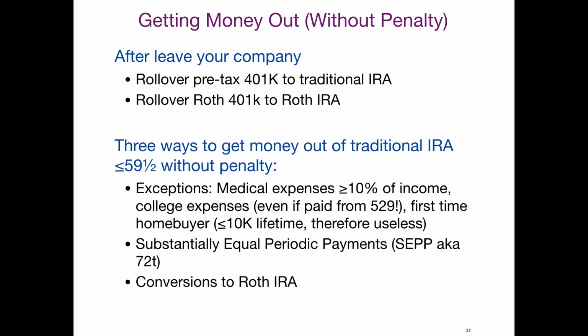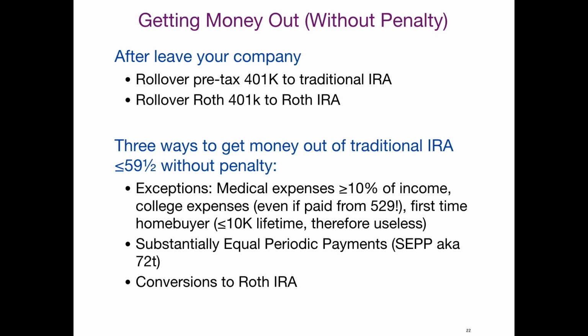How do you get money out? Let's say you save all this money in your 401k, and now you decide, I am financially independent, I want to actually use some of that money. Well, if you're not old enough, you have to pay a penalty because it's intended for retirement. So if you're not 59 and a half, there are a few ways you can get out without penalty. You still always can take it out as long as you're willing to pay a 10% penalty plus pay taxes.